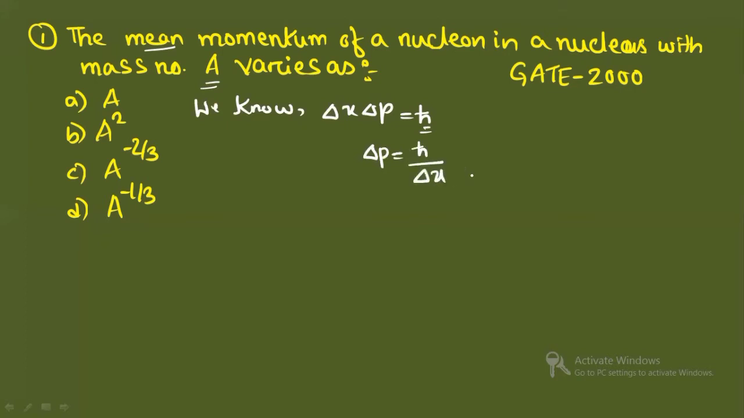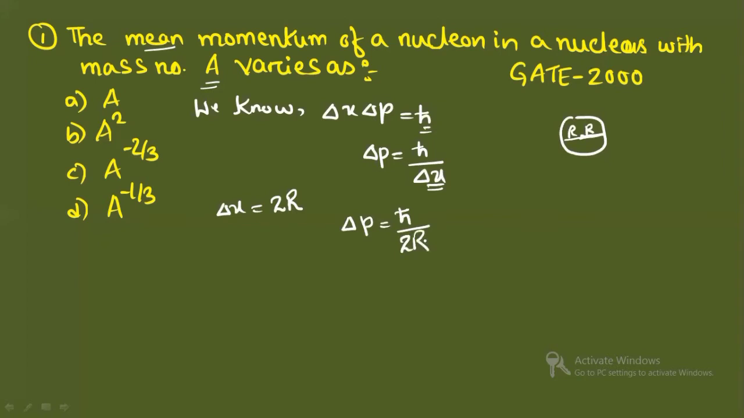Now you see, this delta x is representing position. Suppose this is a nucleus, and I have considered the radius of the nucleus to be r. The nucleon can move a maximum distance of twice r, right or not? So delta x will be twice r. If you substitute here, delta p equals h cut by twice r.